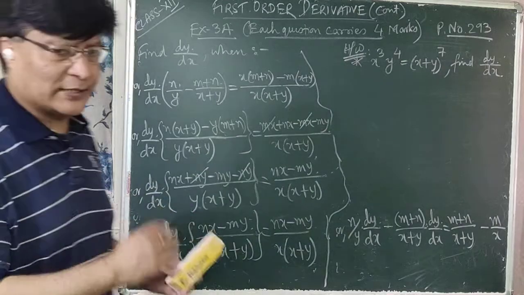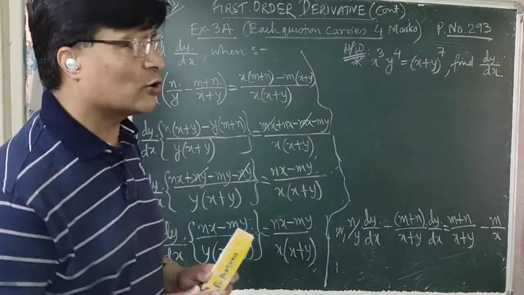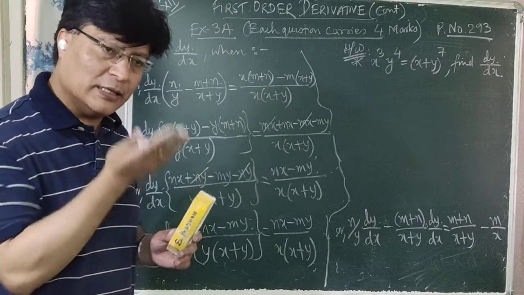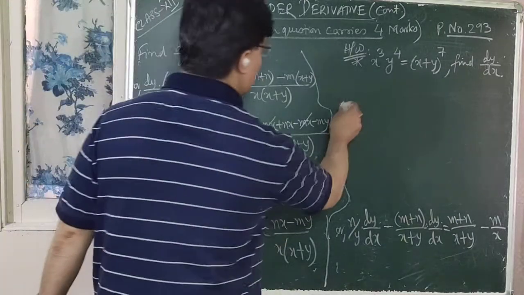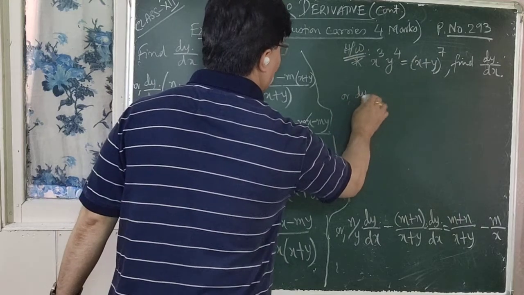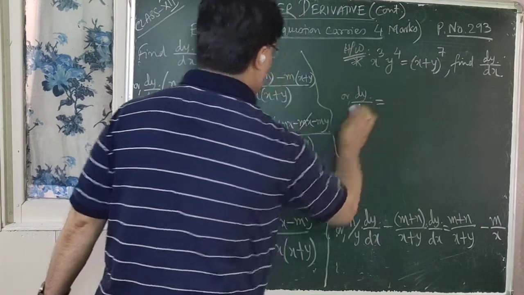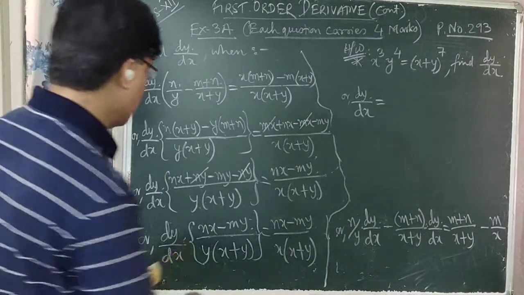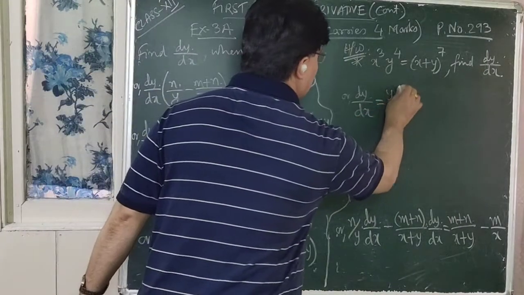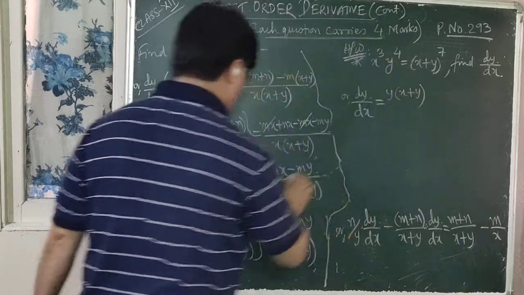So from both the sides you can cancel the common term in the numerator as well as in the denominator, or you may cross multiply it. Let us do cross multiplication. So dy by dx is equal to... let us cross multiply. So what is the value for dy by dx? Cross multiply by y into x plus y into what?